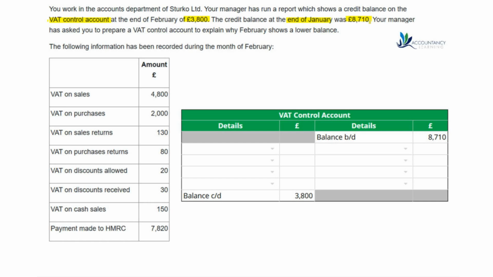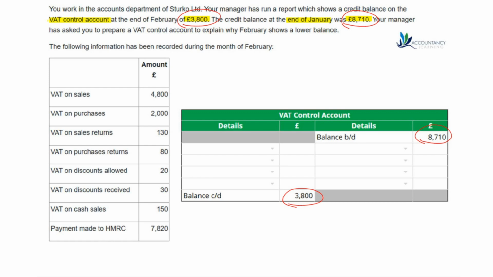So we're given the VAT control account and you've got drop downs in the exam to choose from. So we can see here that the end of January balance, 8,710, is our balance brought down. And our VAT control account at the end of February is 3,800, which is our closing balance, which is already given to us in the question. So now we need to put in the information that we've got here on the left into our control account and then prove that the balance carried down, the closing balance, is 3,800.